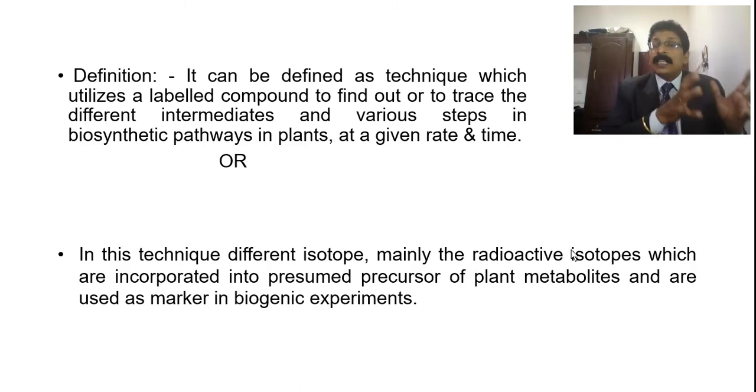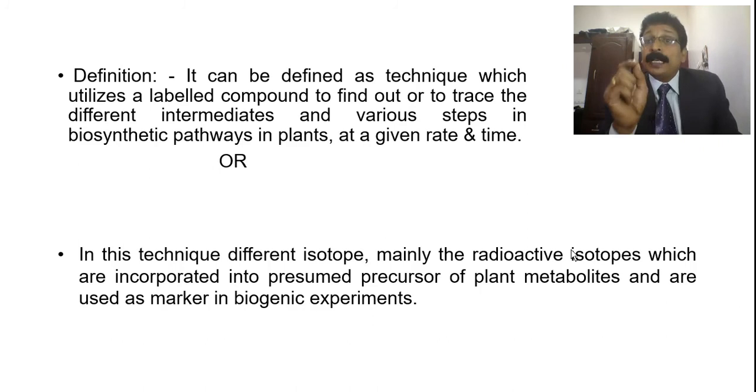So precursor means what? The initial material you are taking. For example, if you are getting one final product, you need an initial precursor. What is the precursor here? We can see that it is erythrose 4-phosphate, or you can say pyruvate, phosphoenol pyruvate. That compound will be incorporated with a radioactive isotope, and that is called a labeled compound.